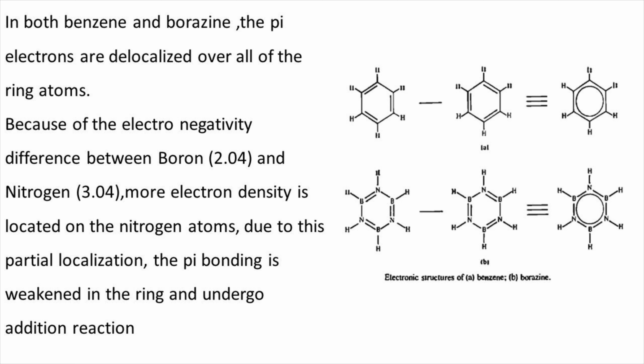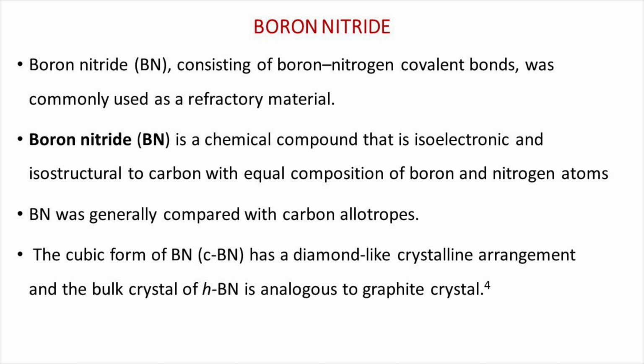Next boron compound is boron nitride. It is commonly used as a refractory material, consisting of boron and nitrogen covalent bonds. Boron nitride is a chemical compound that is isoelectronic and isostructural to carbon, with equal composition of boron and nitrogen atoms. Boron nitride was generally compared with other carbon allotropes.